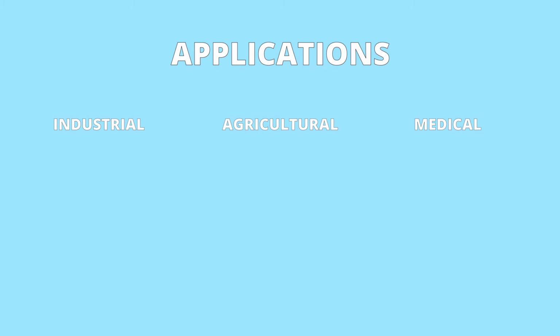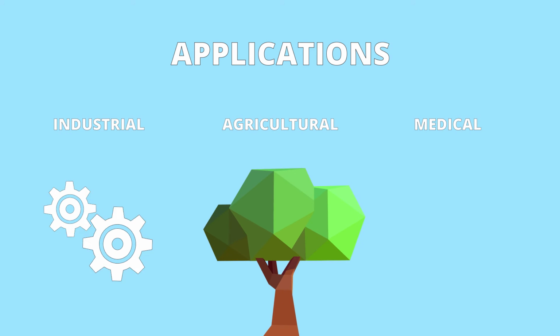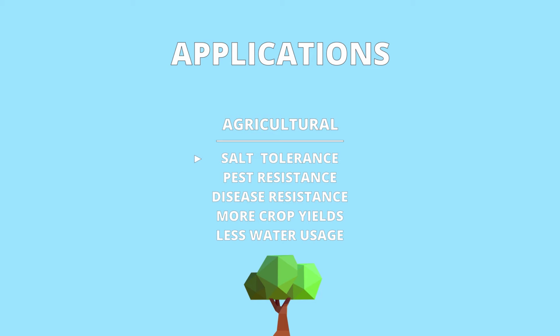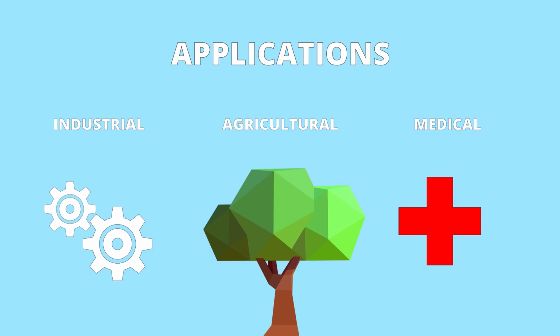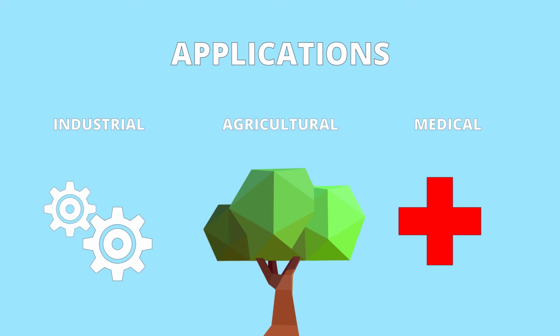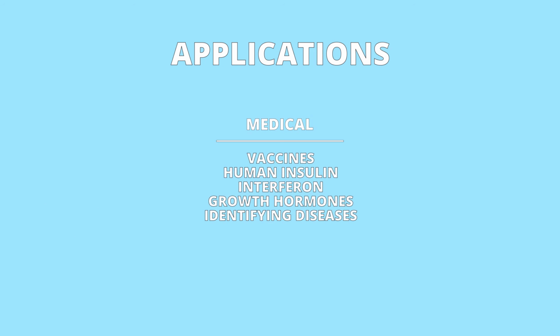Applications, and there are many of them, including industrial, agricultural, and many others. First, we will start with agricultural. The applications include salt tolerance, pest resistance, disease resistance, more crop yields, and less water usage. The industrial applications include parental disputes, forensic analysis, medical diagnosis, genome mapping, and gene sequencing. The medical applications include making vaccines, human insulin, interferon, growth hormones, and identifying diseases.